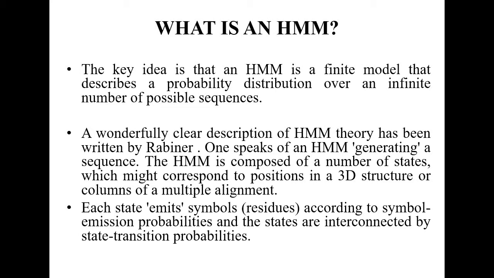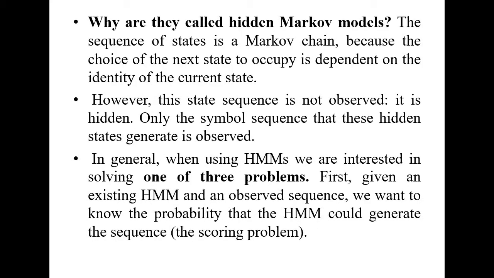Each state emits symbols. These may be residues in a protein or a nucleic acid, that is, amino acid residues or nucleic acid residues, according to symbol emission probabilities, and the states are interconnected by state transition probabilities. Why are they called hidden Markov models? Because the sequence of states is a Markov chain: the choice of the next state to occupy depends on the identity of the current state. However, this state sequence is not observed, it is hidden. Only the symbol sequence that these hidden states generate is observed.